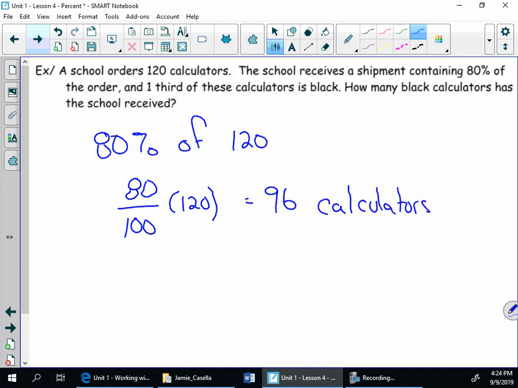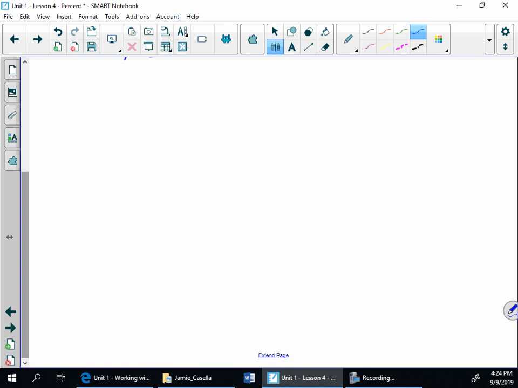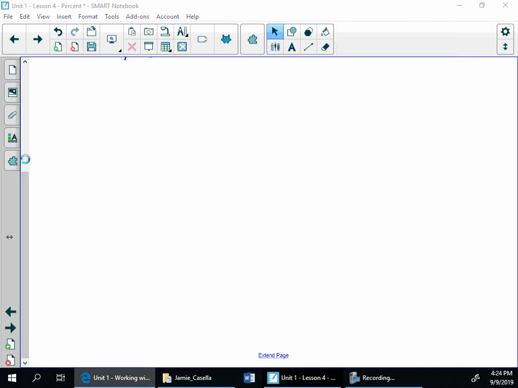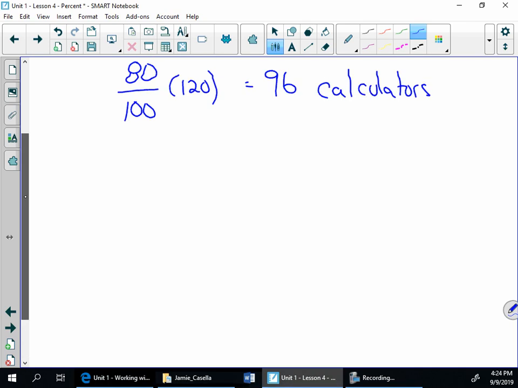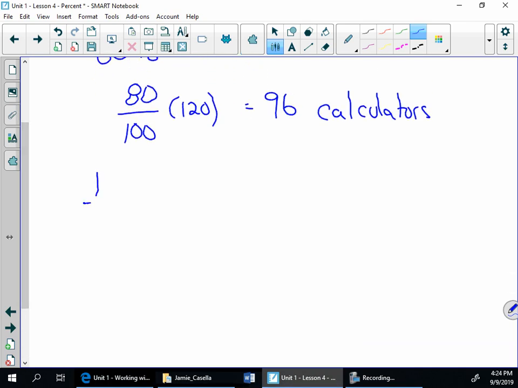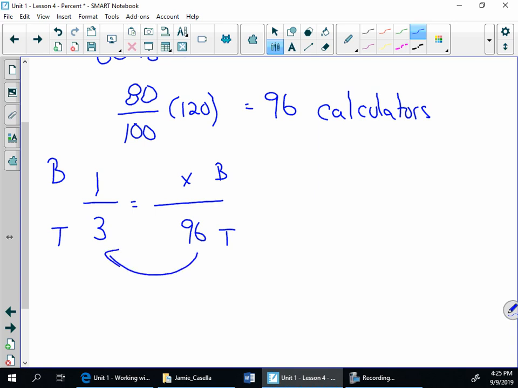Okay, what do we know about these calculators? 1/3 of them are black. We're being asked how many black calculators we have. So, what are we going to do there? Well, there's a couple ways we can do this one. I'm going to show you two. Okay, two methods. We know 1 out of 3 are black. We have how many black out of the total? 96 total. And we want to know how many black. Well, we know how to solve that. I turn a 3 into a 96 by multiplying by 32. So I've got to multiply by 32. Hey, x is 32.